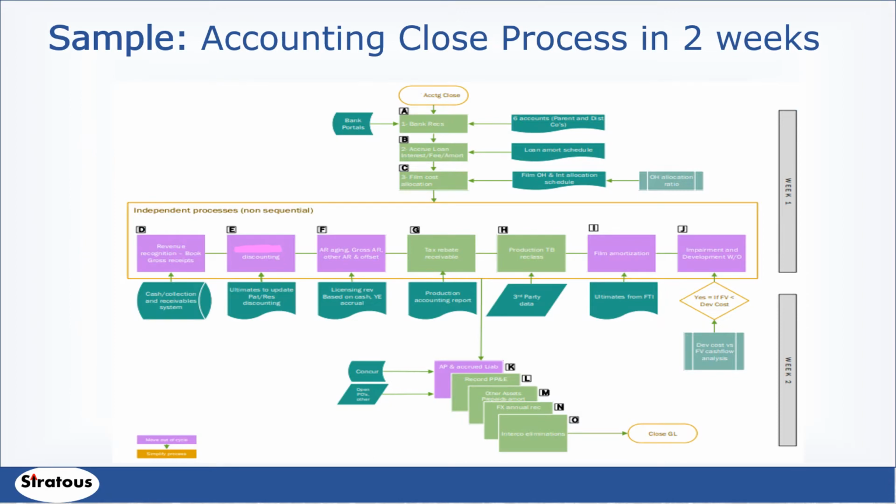This is an example of an accounting close cycle we reviewed for a client. It was a 2-week cycle with many layers, many steps to go through. We examine each step separately. We examine the policies and the procedures for the entire cycle, and we addressed and removed some of the steps and redesigned the entire cycle.